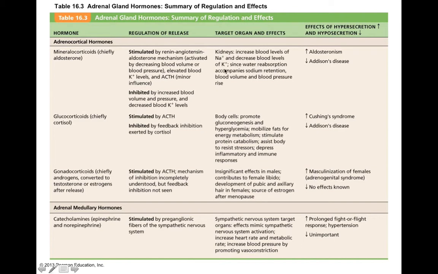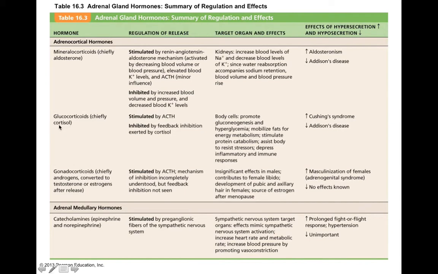Now, ultimately, what this does is it allows you to maintain a certain blood volume as well as blood pressure, because both blood volume and blood pressure are proportional. And so if you decrease your blood volume by losing water, you're also going to decrease your blood pressure. So aldosterone helps regulate blood volume and therefore blood pressure by having the kidneys reabsorb more sodium, which allows you to retain more water. Now, the glucocorticoids are also a class of hormones that mainly include cortisol.